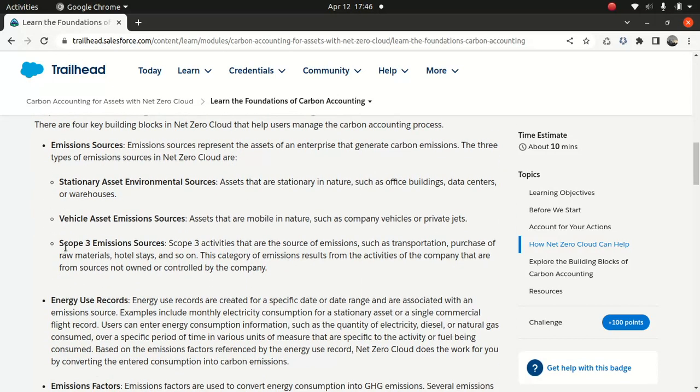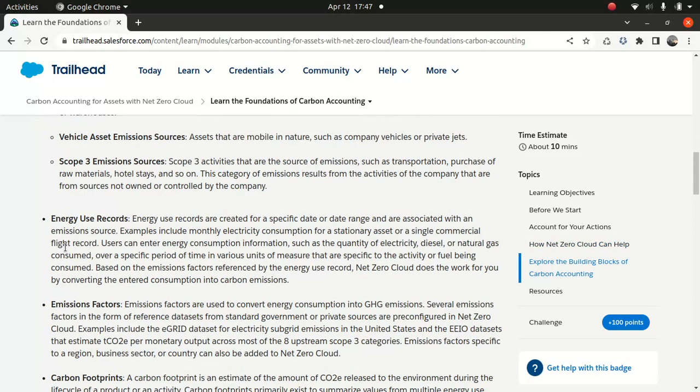Then we have scope three emissions. So we talk about something which you don't have direct control over, right? But say, for instance, you go and stay in a hotel, or you're using public transportation, or using a shuttle to go from the hotel to the airport, or you're buying raw materials. That could be categorized under scope three activities. Okay. So these are the three main emission sources you have to pay attention to. The reason we are talking about it is that it all contributes to carbon accounting, so it's important that you understand these terms very well.